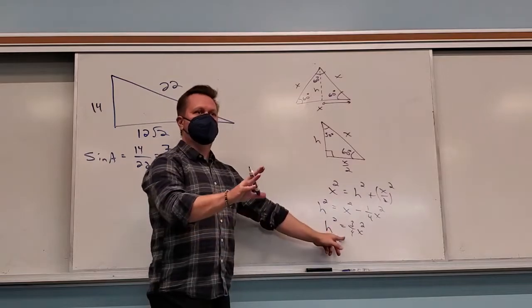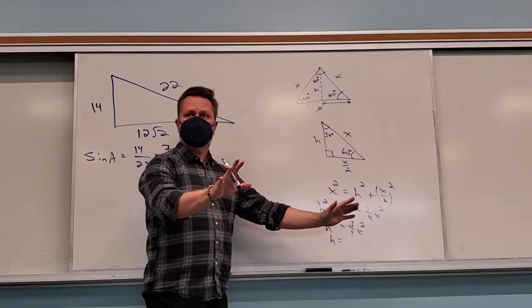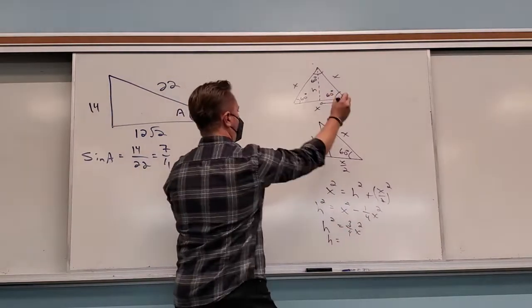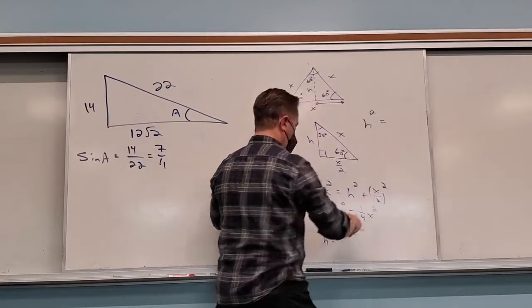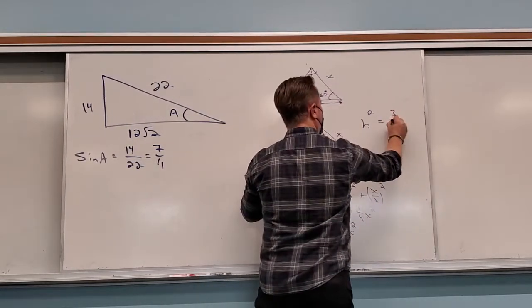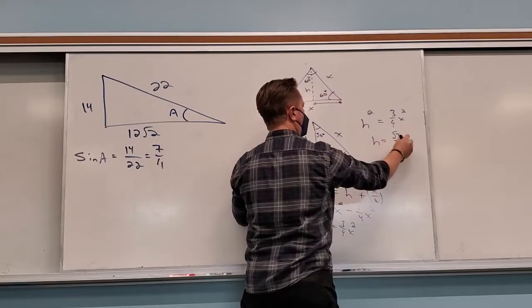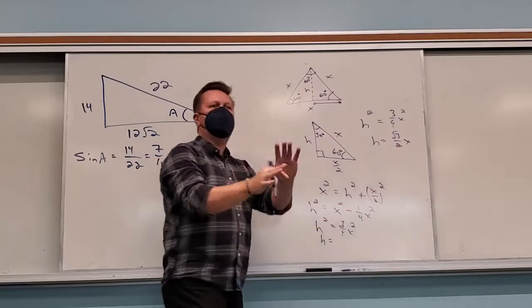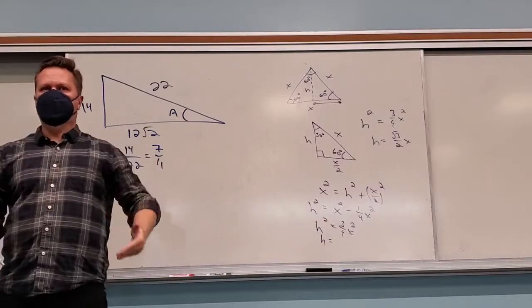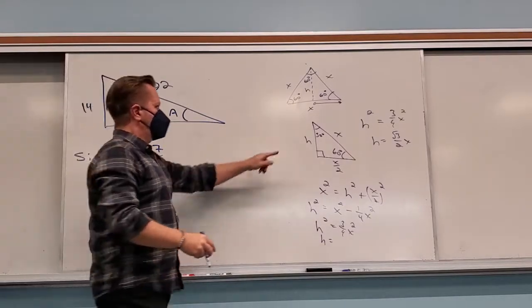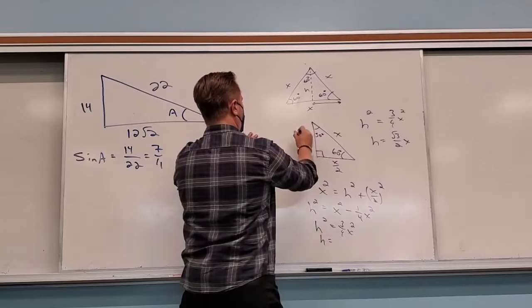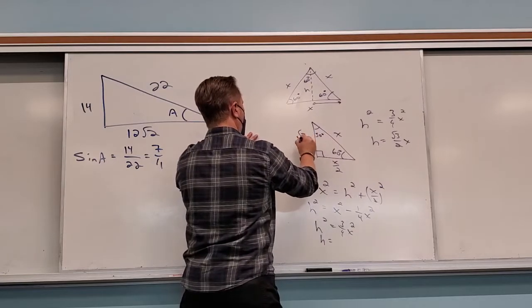So I would take a square root. Is everybody with me? Right now I've got h squared equals 3/4 x squared. So if I take a square root, the square root of 4 is 2, the square root of x squared is x. I pick the positive one because it's a length. So this is square root of 3 over 2 x.